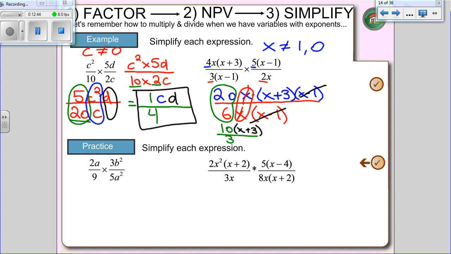A common mistake that people make here is they would try to cancel those 3's out. Remember, the 3 is in the brackets, it's part of the package. So you can't cancel it out with the 3 on the bottom.